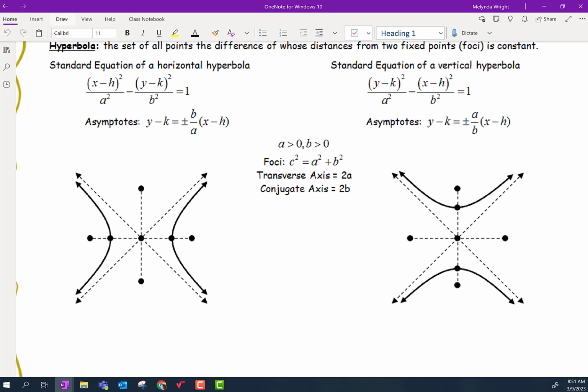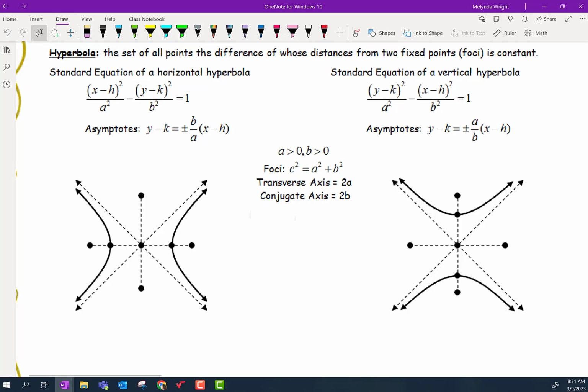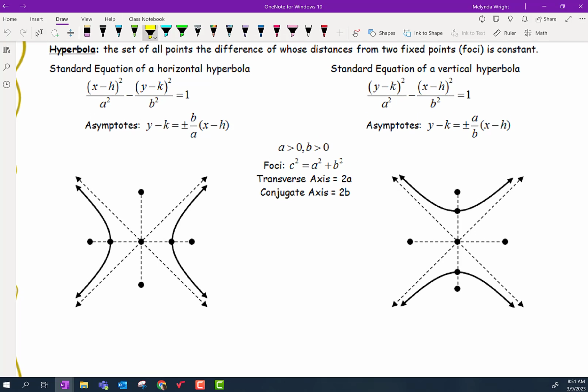the differences. Okay, so we have a horizontal hyperbola, and we've got a vertical one. The horizontal one has, I just call these little pieces, these hyperbola pieces open up along a horizontal axis. It doesn't necessarily have to be the x-axis, but it needs to be a horizontal axis. A vertical hyperbola will open up along a vertical axis, either the y-axis or a vertical axis. So that is how we tell them apart.